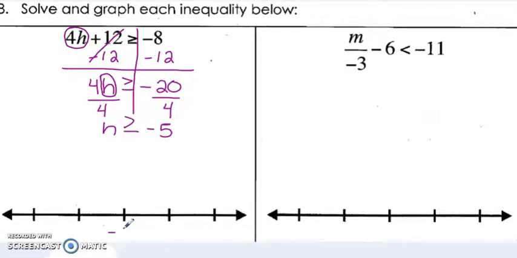I have my negative 5 as the number that I start. Less than negative 5 is negative 6 and negative 7. Greater than negative 5 is negative 4 and negative 3. I do have that line underneath, therefore I will have a closed circle. And I want h to be greater than or equal to negative 5, and greater than is to the right.